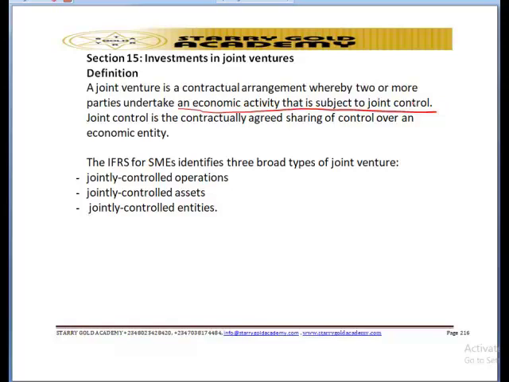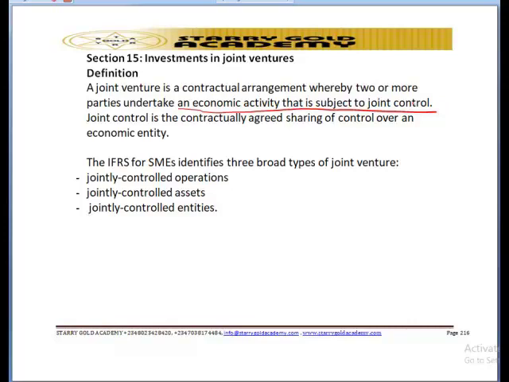An entity with an interest in jointly controlled assets must recognize the following: one, its share of jointly controlled assets classified according to the nature of the asset and any liability that it has incurred. Then it must also recognize its share of any liability incurred jointly with other venturers in relation to the joint venture. Then any income from the sale or use of its share.